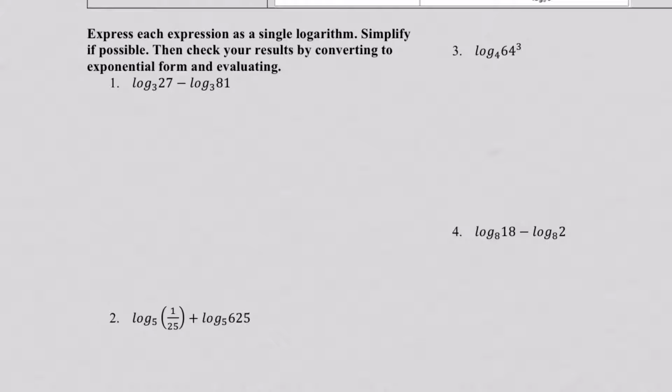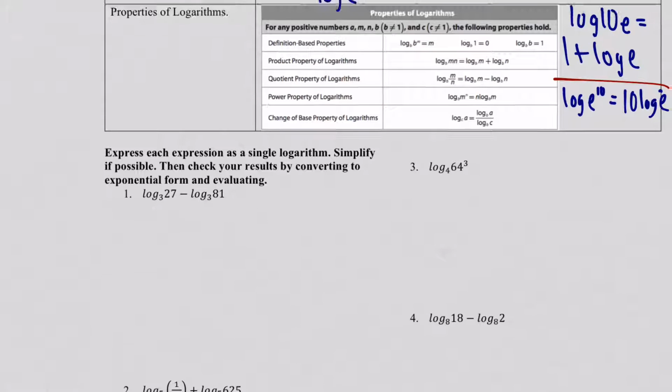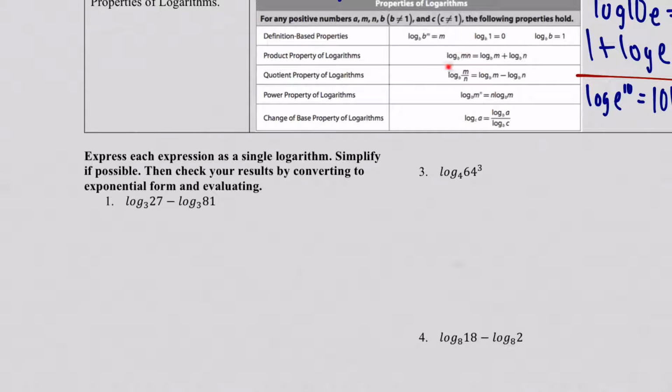Okay, so the first thing I'm going to do is look at this expression here, log base 3 of 27 minus log base 3 of 81. And I'm going to look up here at my properties to see if anything that I have here looks something like that. And you should see this one, right? Log base b of m minus log base b of n. See that? It's very, very similar. They have the same base, 3. So I can apply this property right here.